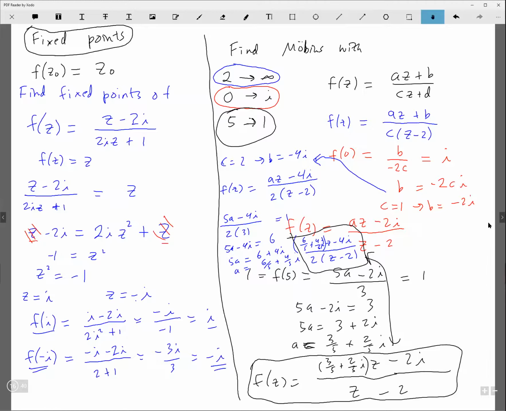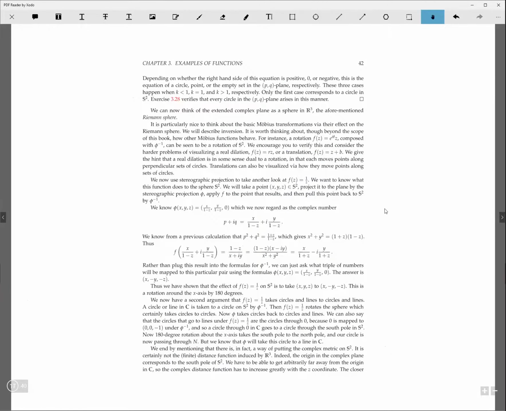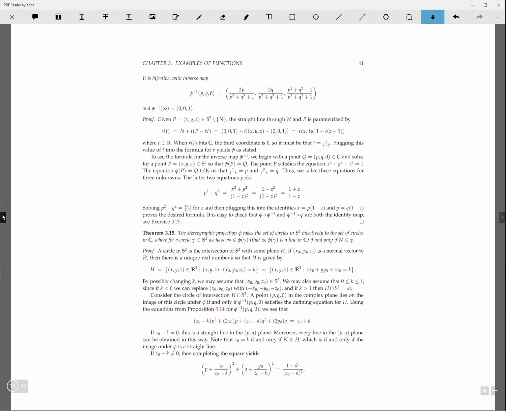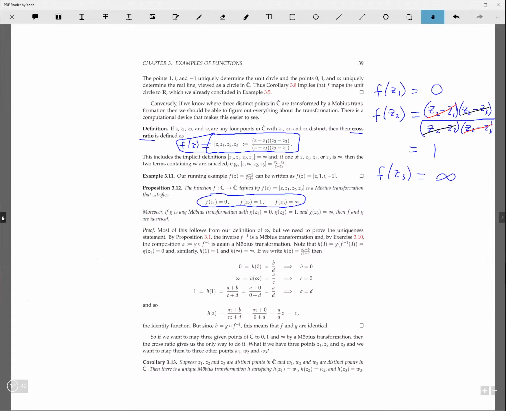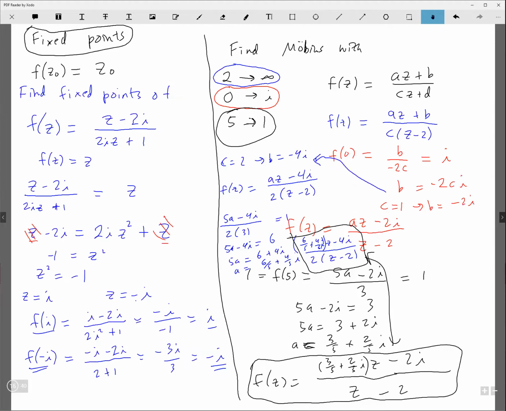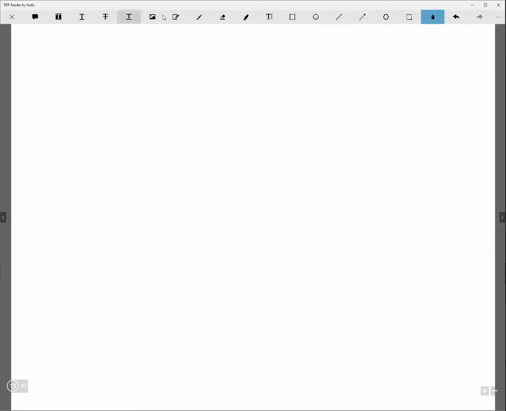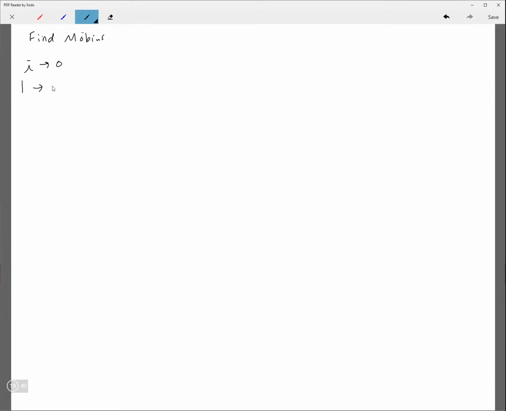Okay, and then finally, one more thing that I wanted to do, because you might have to do this in the homework, is map one Mobius transformation to another one. So for example, let's say the problem is this: find the Mobius transformation that maps i to 0, 1 to negative 1 plus i, and 3 to 3 minus i.